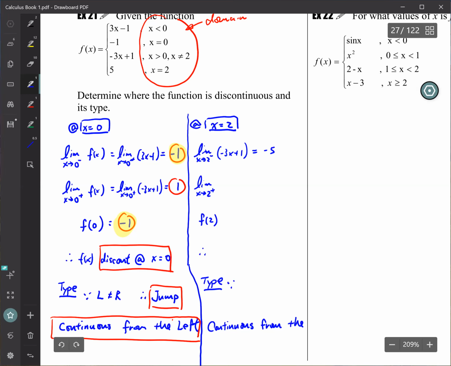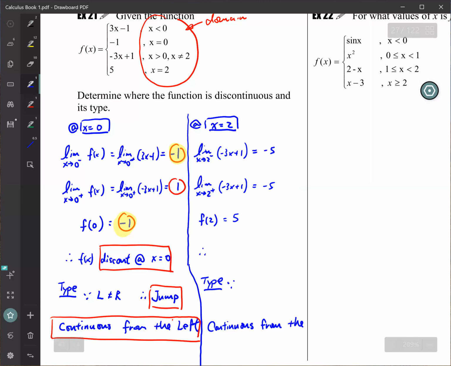Okay. And Leon, how about from the right side? Which piece? Same one. Okay, negative 3x plus 1. So it will also be negative 5, is it? Yeah, okay. Now, what about f of 2? Nicole, what's f of 2? I got 5. Yeah, okay, it's the last piece.